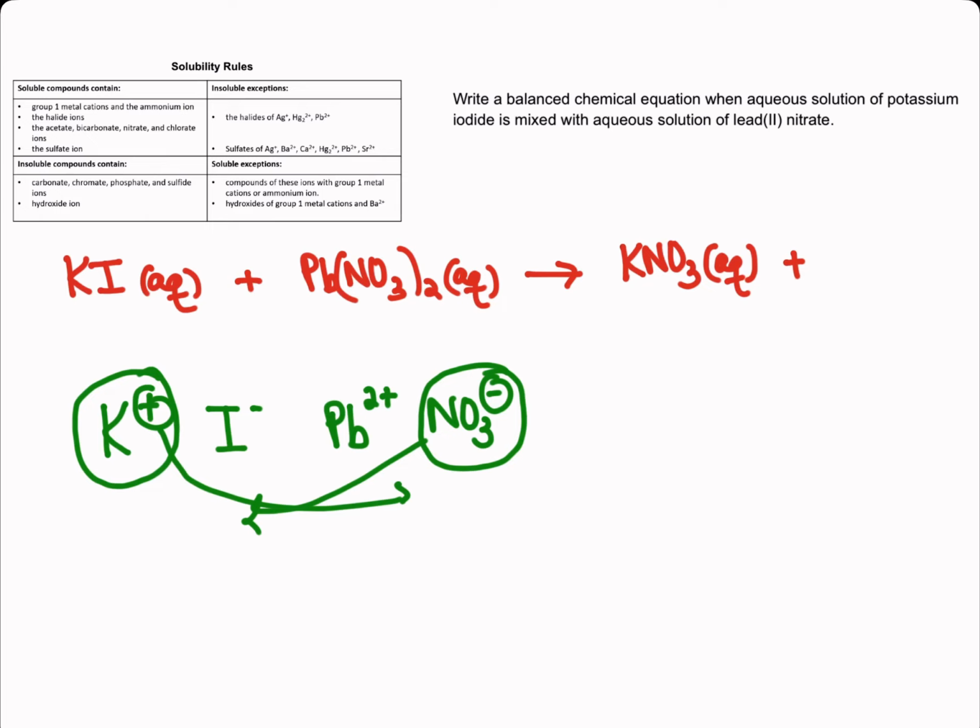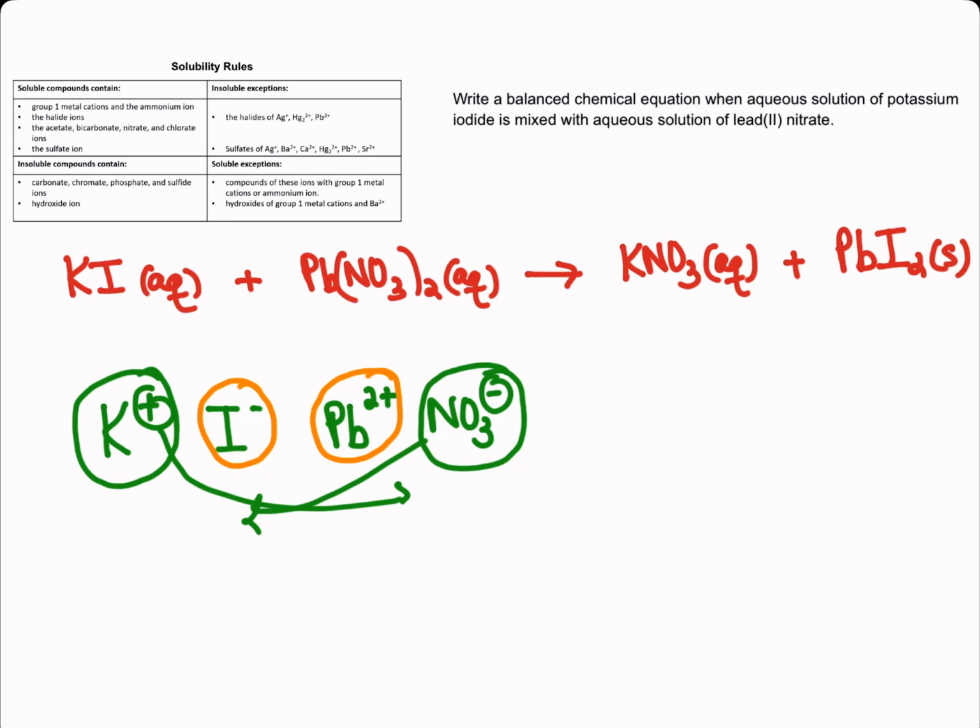I've got to do another grouping. I'm going to group the lead 2 with the I minus. Remember that the cation comes first. I'm going to crisscross the charges, and I'm going to get PbI2. I have to use the table to figure out what would be the symbol for lead 2 iodide. So I'm going to take a look at the table, and I see that halides are mostly soluble except when it's bonded to lead 2. That becomes insoluble. The insoluble symbol is my S.